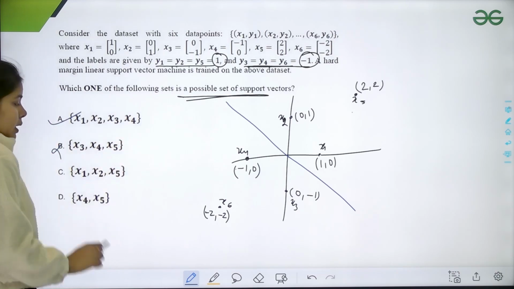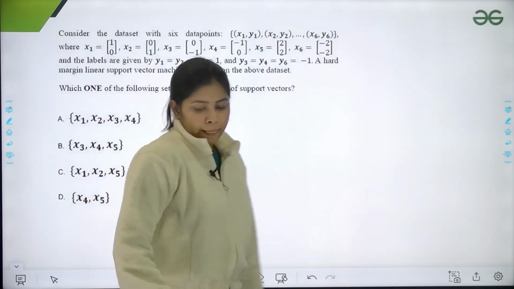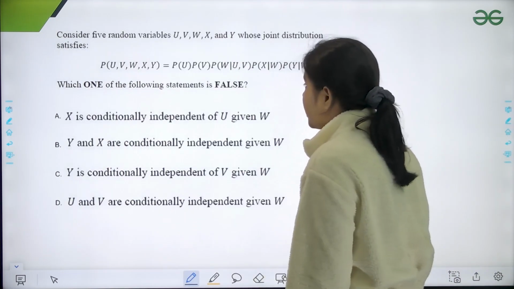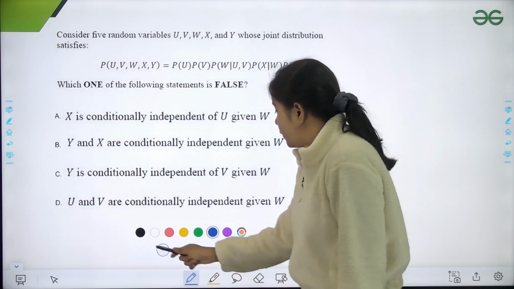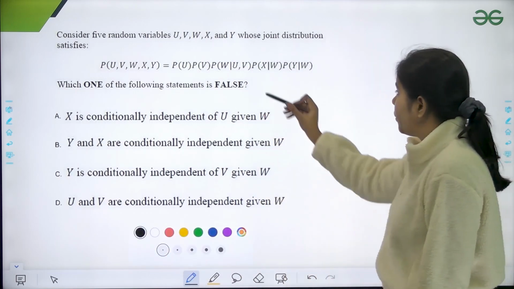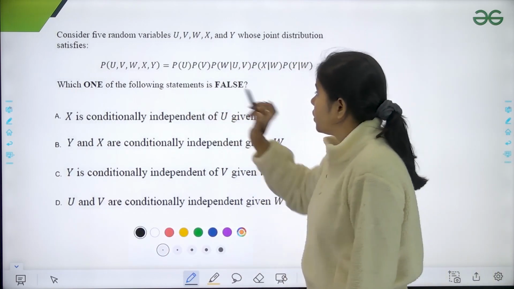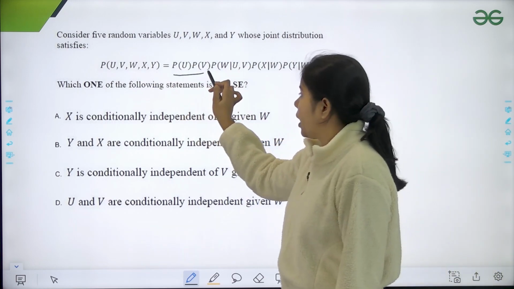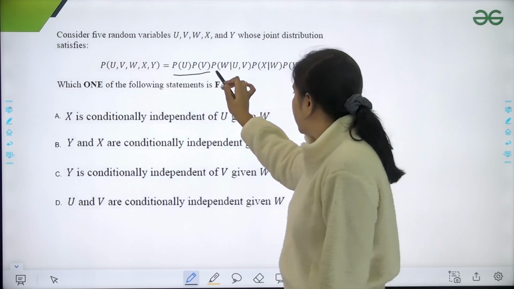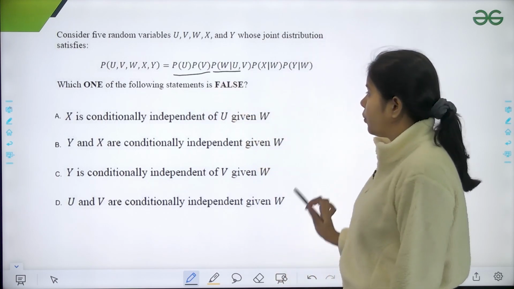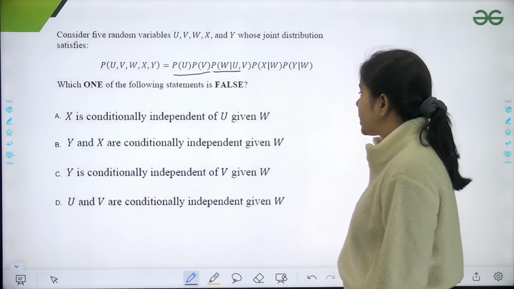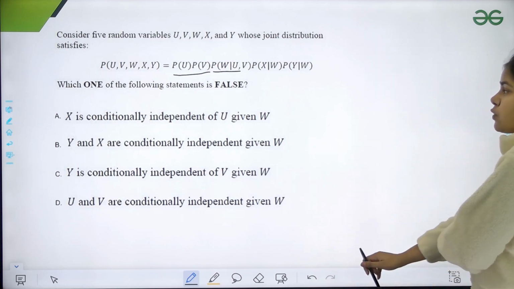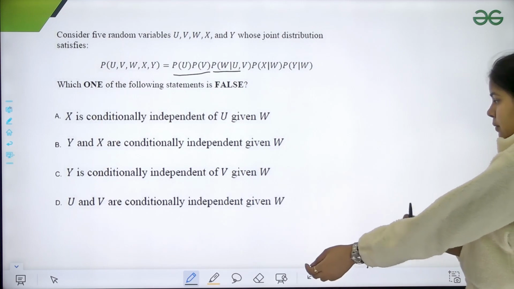Right? So that's why option A is true. Now, next question. Consider 5 random variables u, v, w, x, y whose joint distribution satisfies probability of u, v, w, x, y equals probability of u into probability of v into probability of w given u, v, probability x given w, probability y given w. So they ask which one of the following statements is false, right?